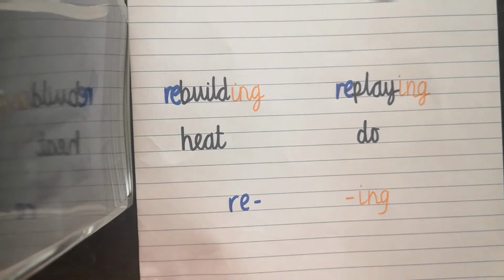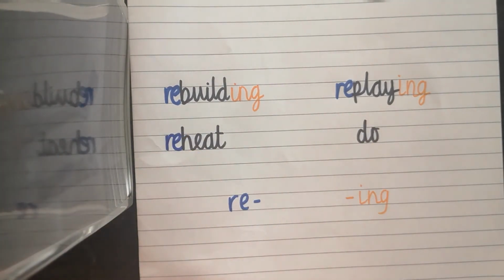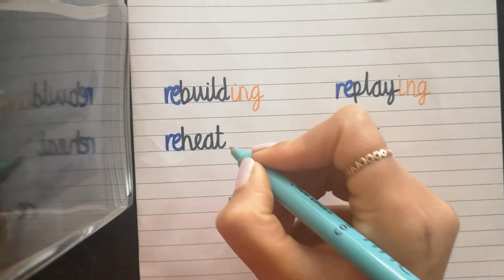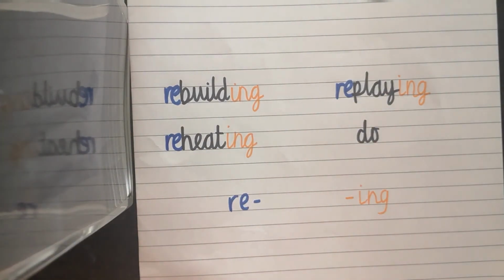The next one is heat. So if I was to heat my dinner in the microwave, and if when I got it out I realised it wasn't hot enough, I might reheat it. Okay, so I will do it again. And I could add my ing on to change it to reheating.